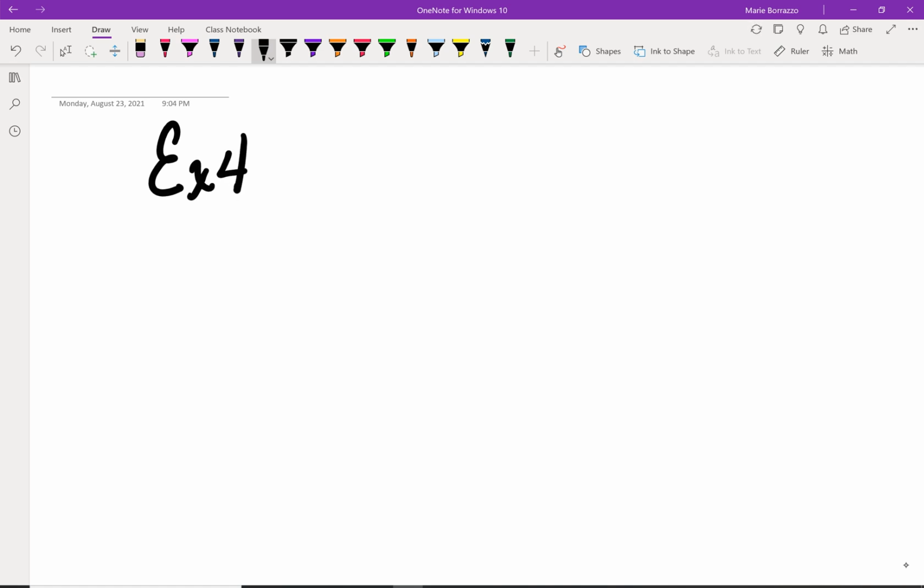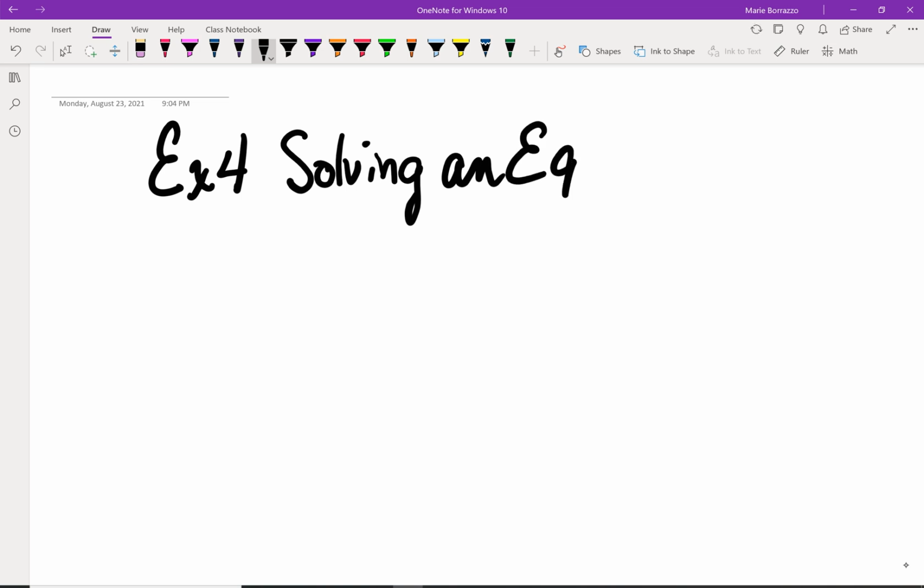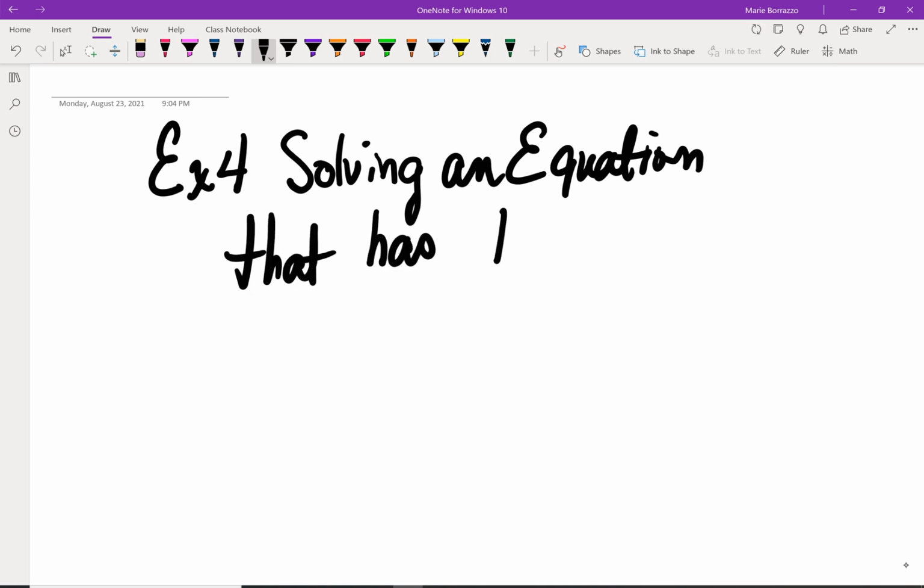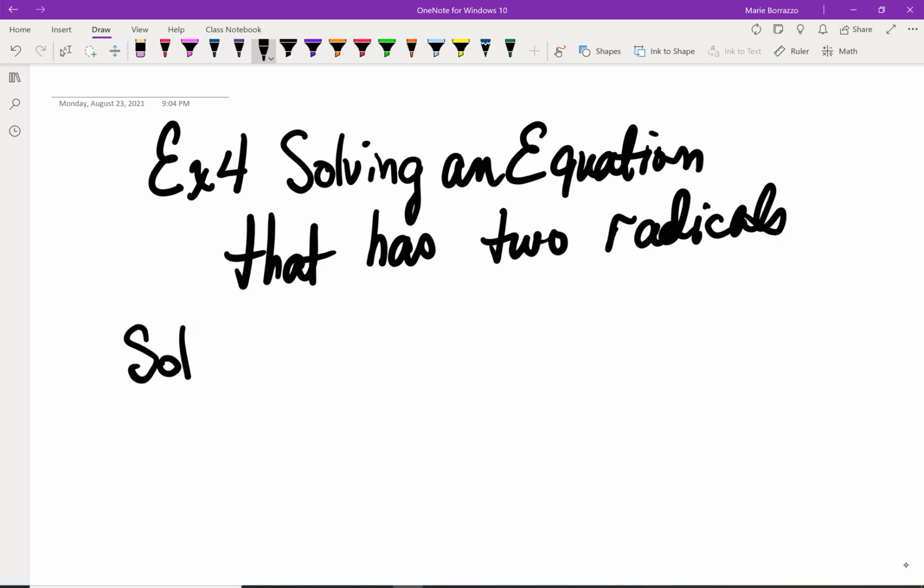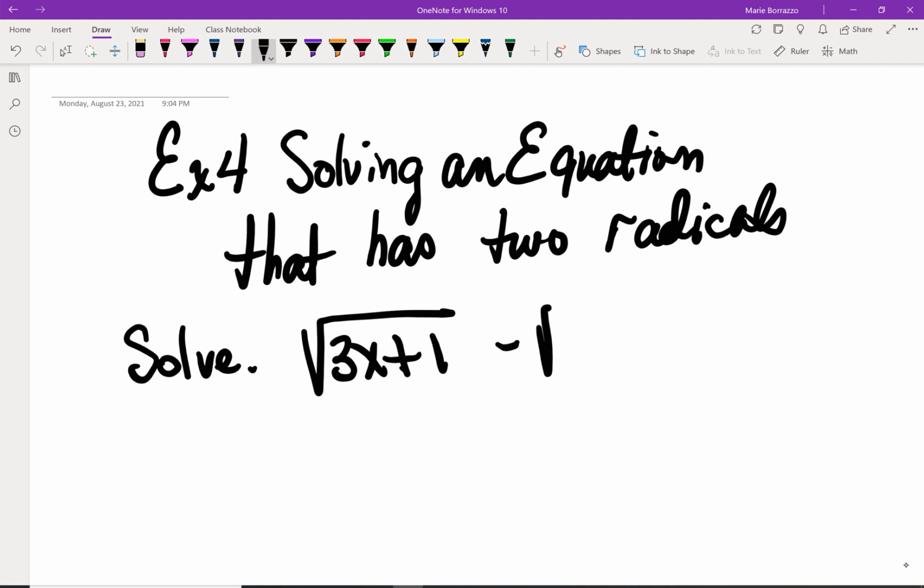In example 4, we're solving an equation with radicals as well. But this time we have 2 radicals. So solving an equation that has 2 radicals. All right, and so we have basically a direction that says solve, and then they give us the square root of 3x plus 1 minus the square root of x plus 4, and this is equal to 1.